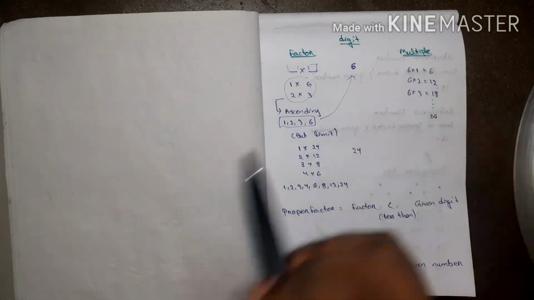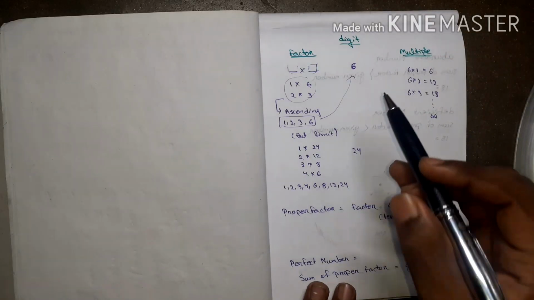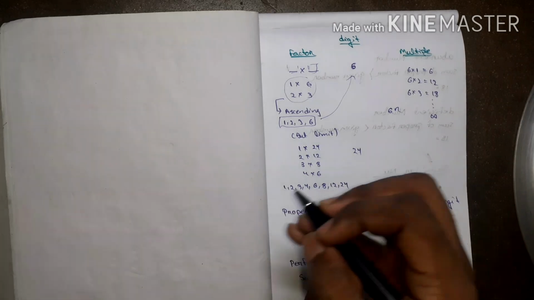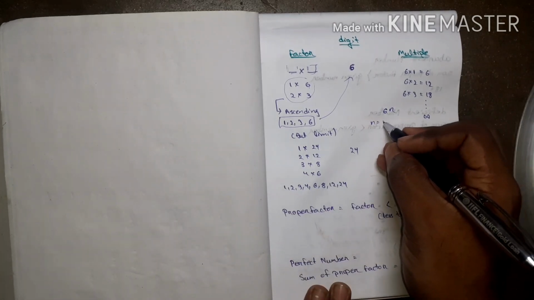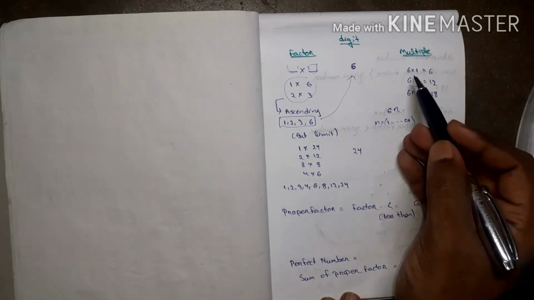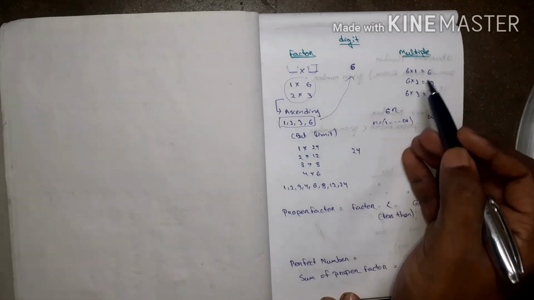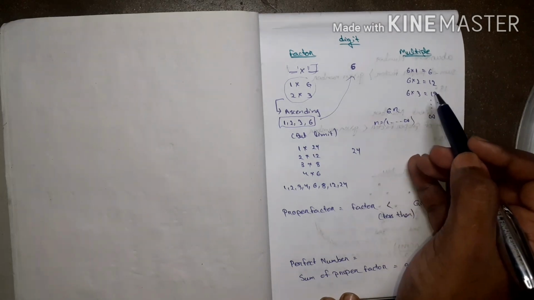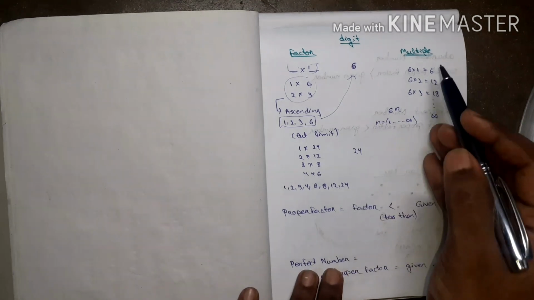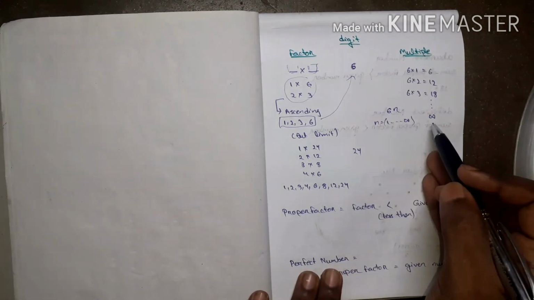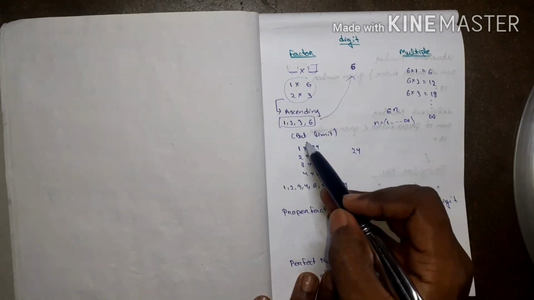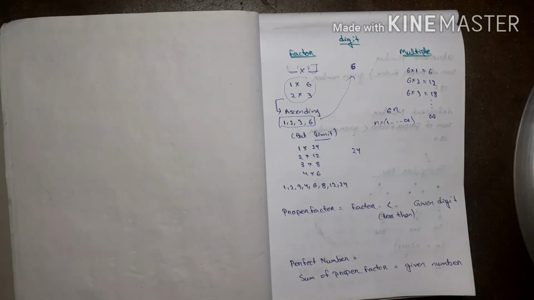What is the multiple of 6? Multiples of 6 means 6n, where n equals 1 to infinity. 6 into 1 is 6, 6 into 2 is 12, 6 into 3 is 18, and so on. Remember, the multiples of 6 are infinitely many, but the factors of 6 are within a limit.